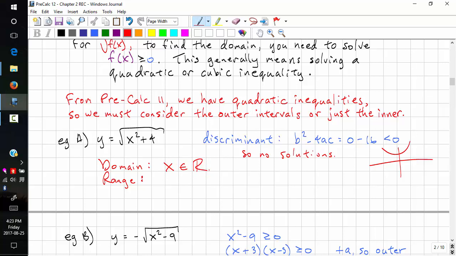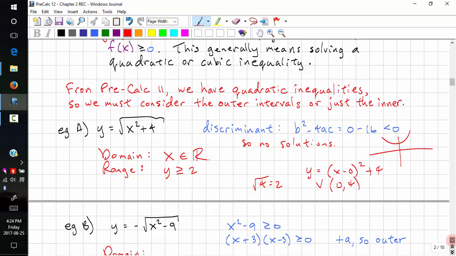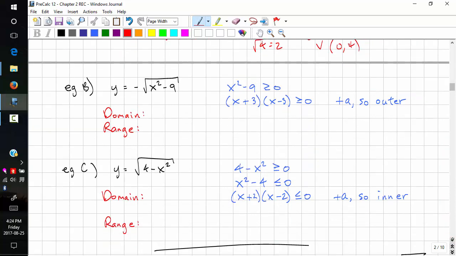How do you find the range? Well, this is already in vertex form. Y equals x minus 0 squared plus 4. Vertex is at 0, 4. And we're plotting the square root. So we need to do the square root of 4. This is the minimum value. So y is greater than or equal to 2. Square root 4 equals 2. Let's look at the next example.